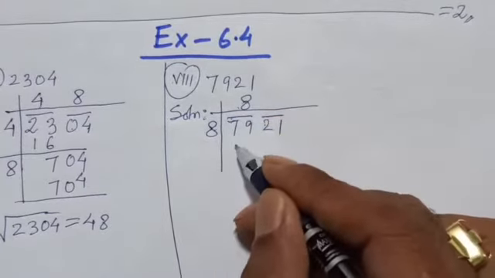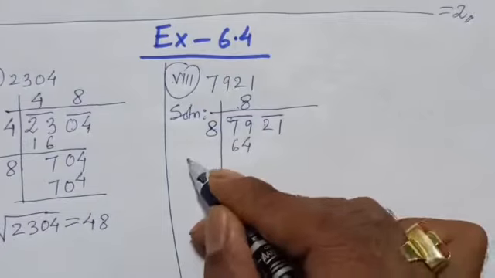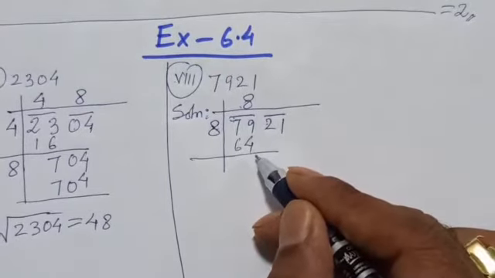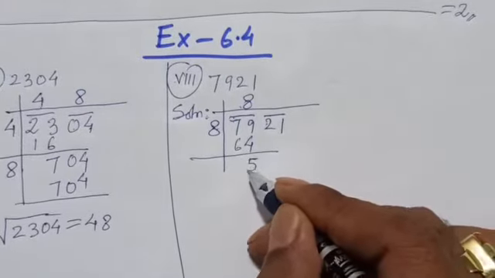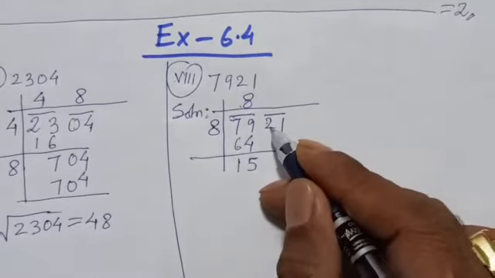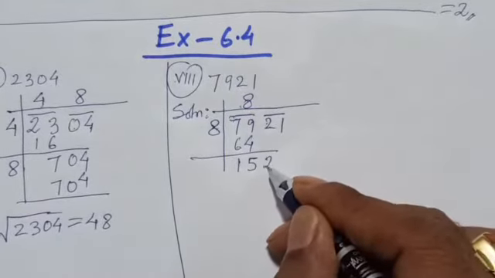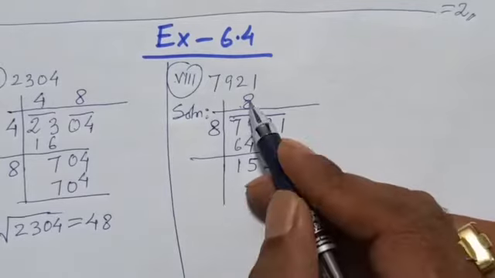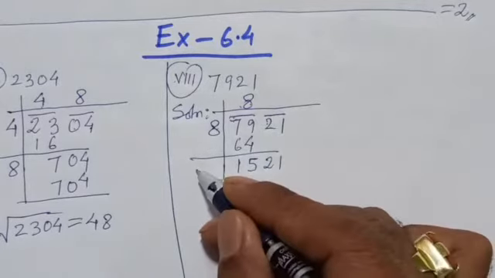8 eights are 64. Now let us subtract these numbers. We get 15. 2 and 1 we are going to keep down here. According to the rule, this 8 will be multiplied by 2. 2 eights are 16.